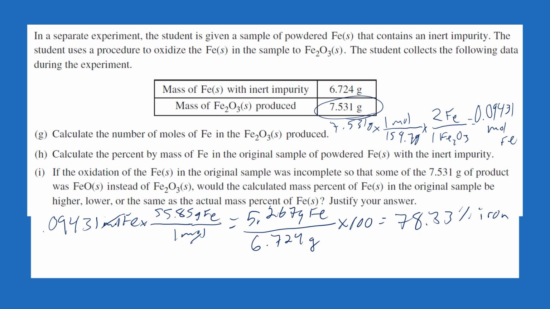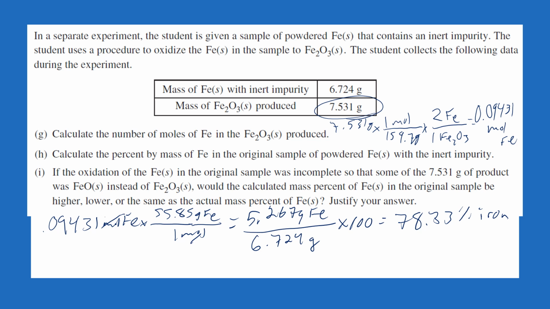And then for part I, which is the last part for this question, if the oxidation of iron in the original sample was incomplete, so that some of the 7.531 grams of product was FeO instead of Fe2O3, would the calculated mass percent of iron in the original sample be higher, lower, or the same as the actual mass percent of the iron, and justify?